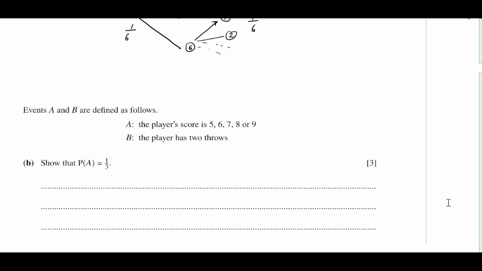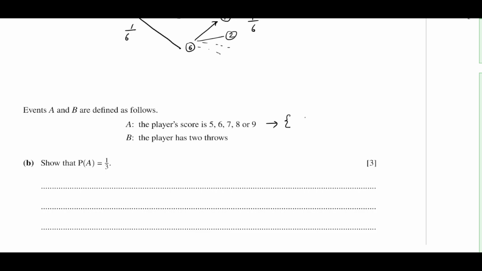Okay, we have to show that the probability of event A is 1 by 3. So score 5. In the first instance, I can get 5. So how will I get score 5? For A, the player score is 5. So now how can I get 5?